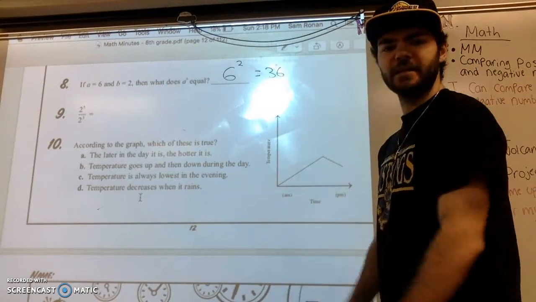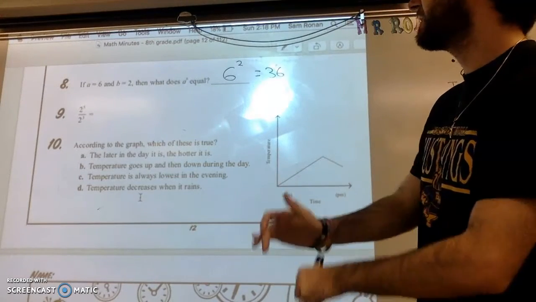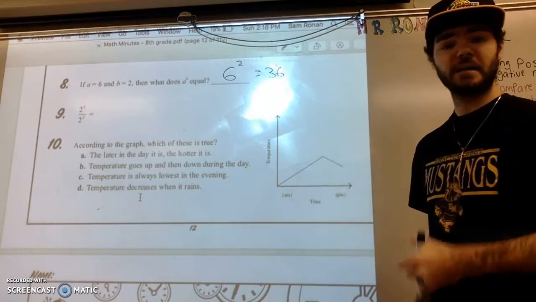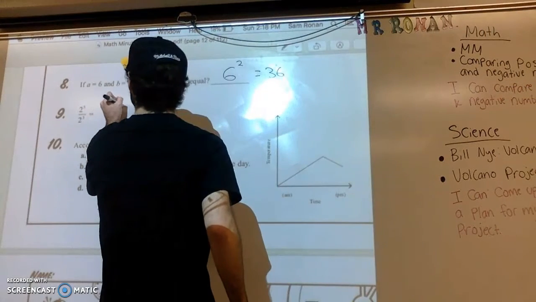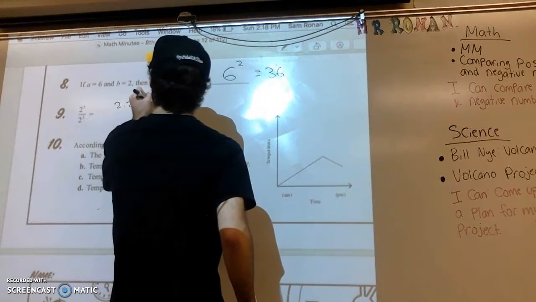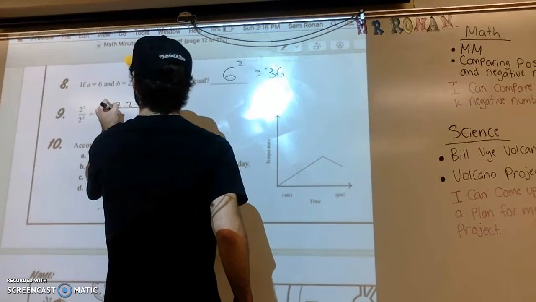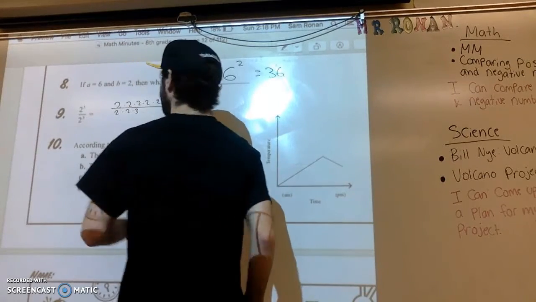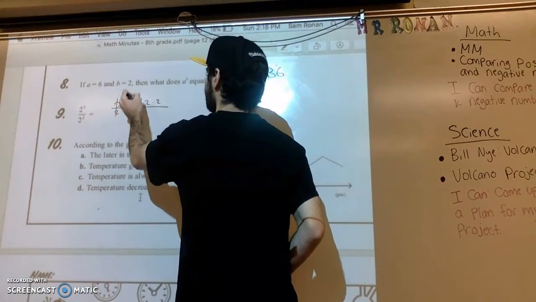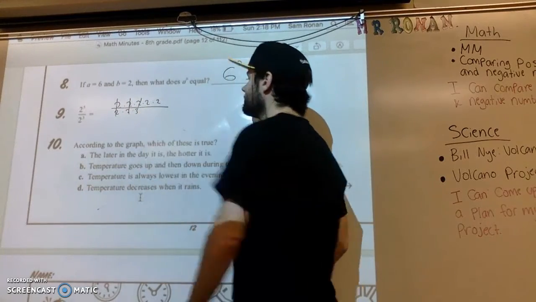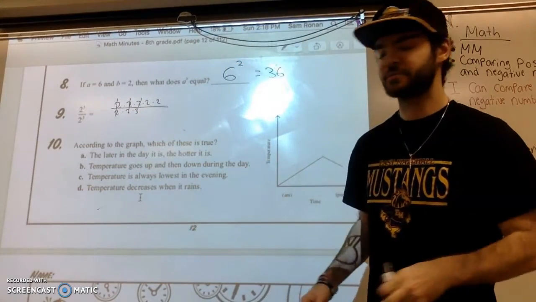Okay, number 9. We have 2 with an exponent of 5 divided by 2 with an exponent of 3. Remember what we talked about in the last video. We could write this out like 2 times 2 times 2 times 2 times 2 over 2 times 2 times 2. And then we would see that 3 of the 2's cancel out, and we're just left with 2 times 2. Now to give us 4.